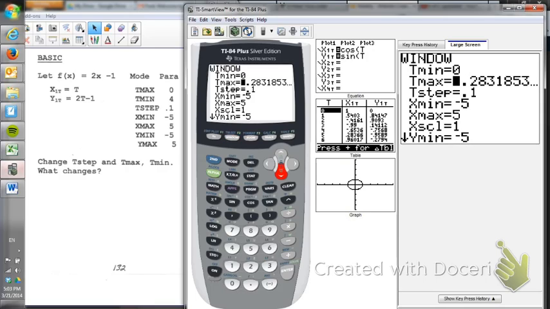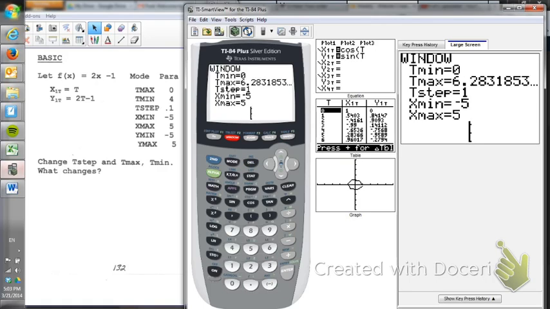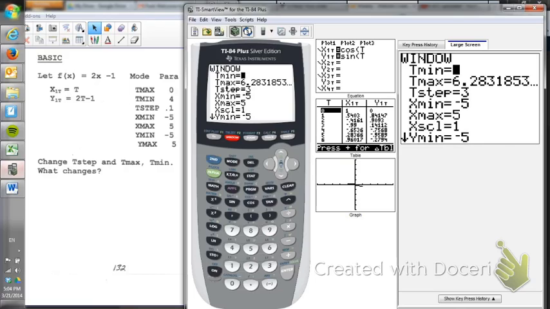Let's make my t step, instead of 0.1, let's make it just 1. Okay, it doesn't quite look like a full circle. Let's make my t step 3. Not even close to a circle. Alright, let's make my t step 0.01.